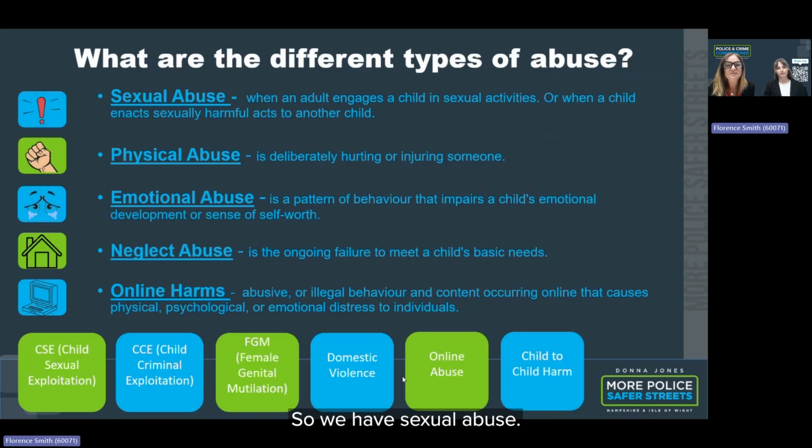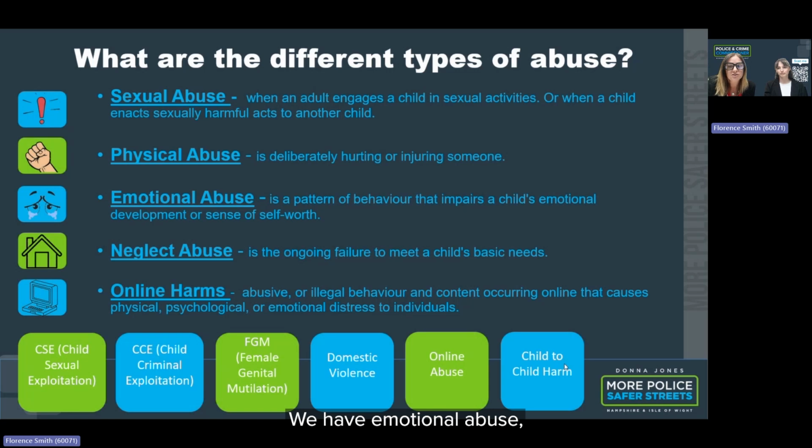But what are the different types of abuse? So we have sexual abuse. So when an adult engages a child in sexual activities, or when a child enacts sexually harmful acts to another child. We also have physical abuse. So this could include hitting, smacking, pushing, shaking, spitting, pinching, scalding, inappropriate restraints, or other ways of causing physical harm.